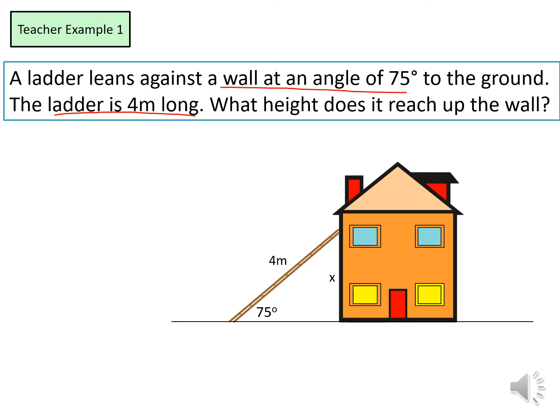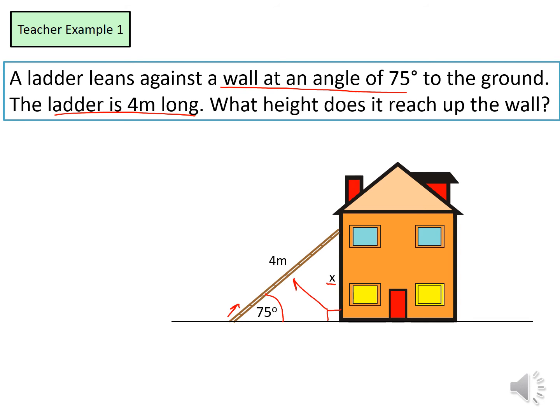As you can see from this sketch here, this ladder is 4 meters long. It leans against the wall at an angle of 75 degrees from the ground. We need to work out what this length is here, how far up the wall it reaches. So first things first, let's label what we see. Put a right angle there because that's 90 degrees.